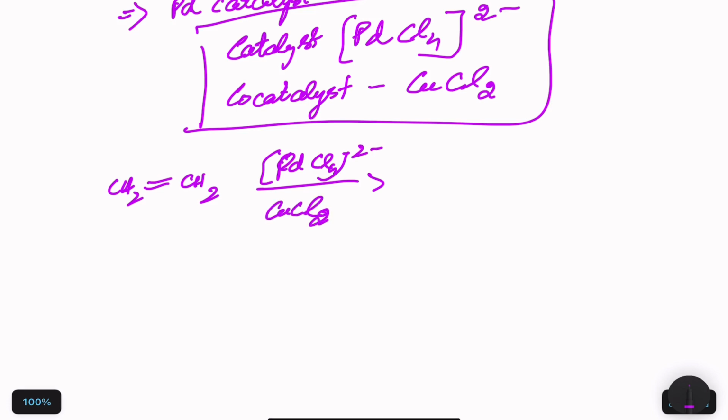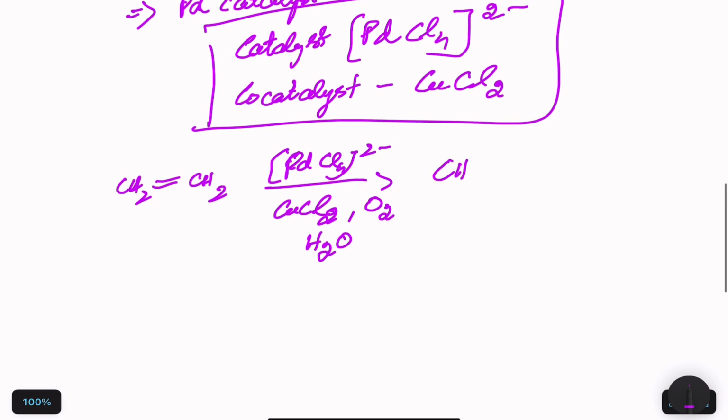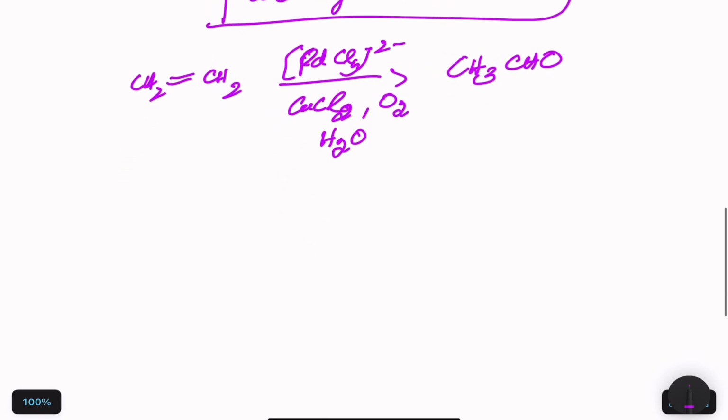Co-catalyst, what is meant by it? They are promoters. They will help the catalyst by improving the rate of the reaction. Then the co-catalyst is present, and then oxygen will be present. And now we are considering water as the solvent. So what will be the product here? CH3CHO. So acetaldehyde will be the product.